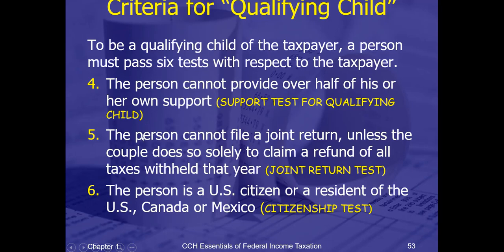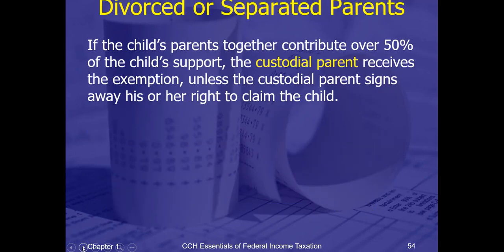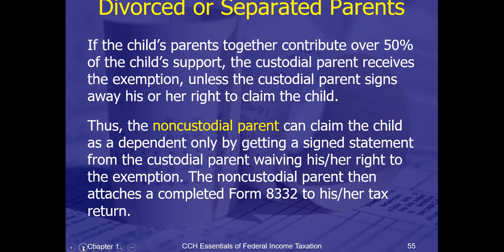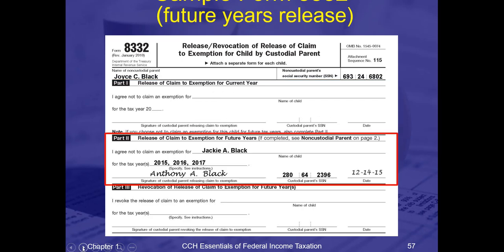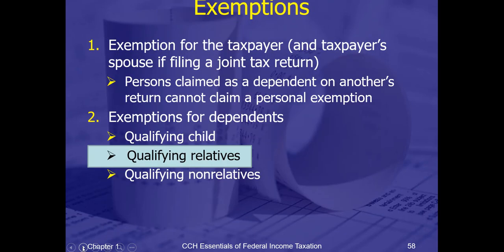And then generally they can't file a joint return unless their income is so low that they don't need to file. And then there's a citizenship test, which is usually not an issue. So what about when parents are divorced or separated? The custodial parent or non-custodial parent can only claim it if this is filed, the form that you see in front of you, Form 8332, which releases the exemption to the non-custodial parent, usually in return for paying child support.